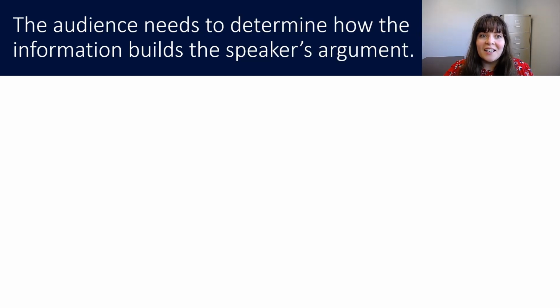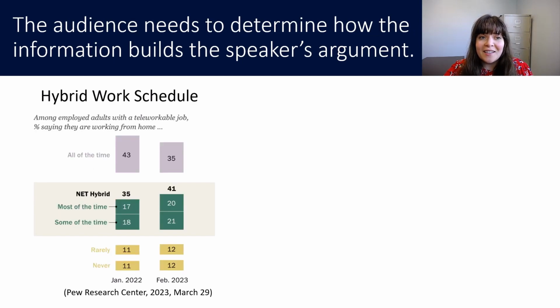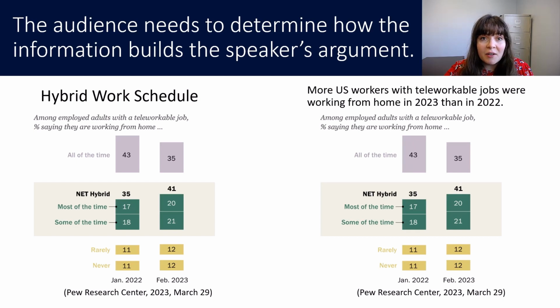With traditional slide design, the audience needs to determine how the information builds on the speaker's argument. So as we can see in the slide on the left, if we just have a header that says hybrid work schedule, the audience then has to look at that graph and figure out what's going on in the graph, and then also how does what's going on in the graph contribute to the argument that the speaker is making. However, if we provide the argument for the audience, it makes their life a lot easier.